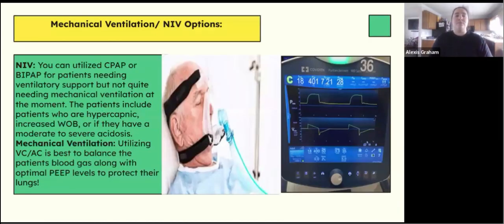Mechanical ventilation options. So you can use non-invasive first, CPAP or BiPAP, for those not quite needing mechanical ventilation yet. The patients include those who are hypercapnic, have increased work of breathing, or have moderate to severe acidosis. If you are using mechanical ventilation, you're going to use volume control to help balance that blood gas, and then the optimal PEEP levels to protect those lungs.